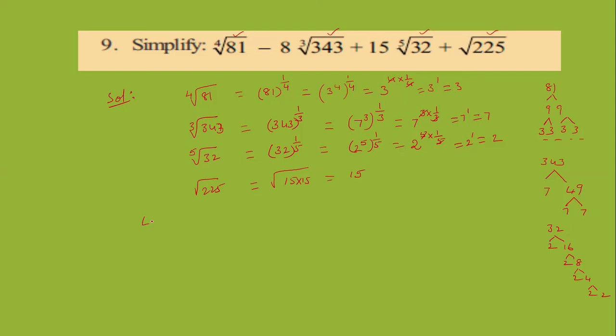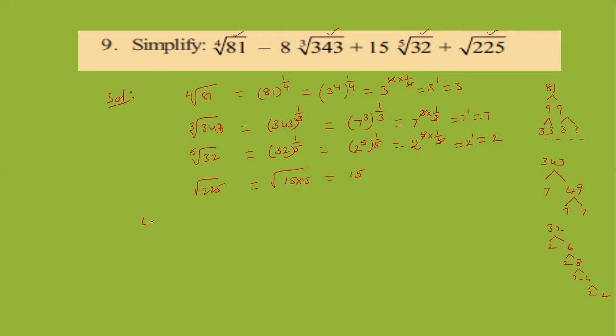Already you know it. 225 is a perfect square, that is 15 square, that means 15 into 15. You may do it like this also, this is another way. 15 into 15 is 225. If there are two equal factors under the square root symbol, you take 15.